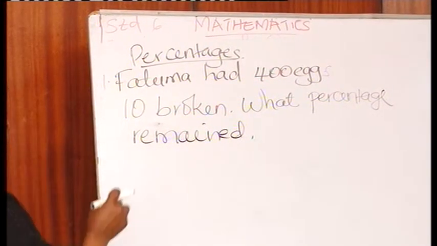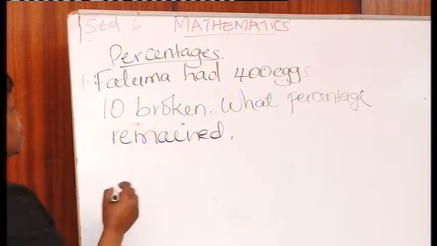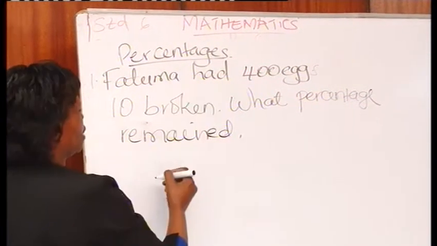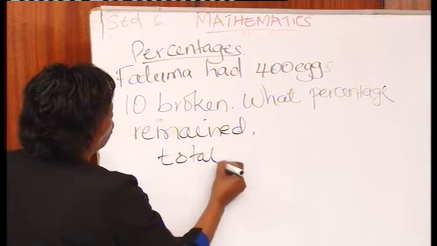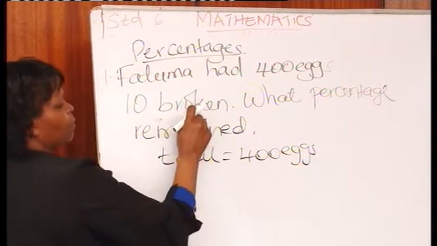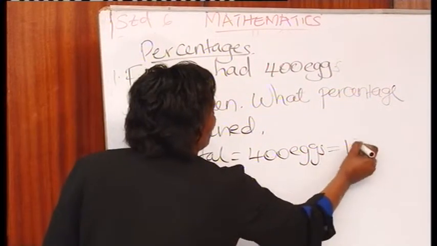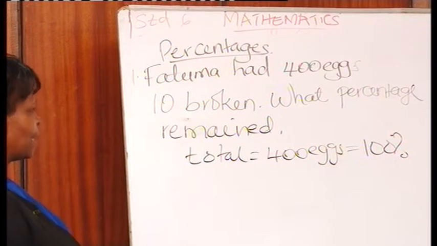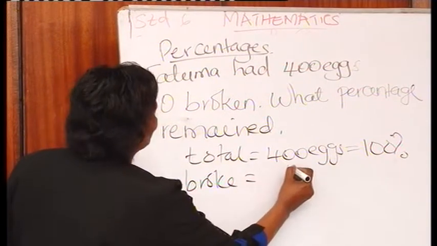So remember, if I was to comprehend this question, I will have to remember that we are told that Fatuma had 400. So I'll say that she had a total of 400 eggs. Why do I know that? Because I'm being told that some of them broke. And this total is supposed to be represented by 100%. Before I even move to the next step, I'm supposed to comprehend that. Then I remember that some broke. So how many broke? 10.